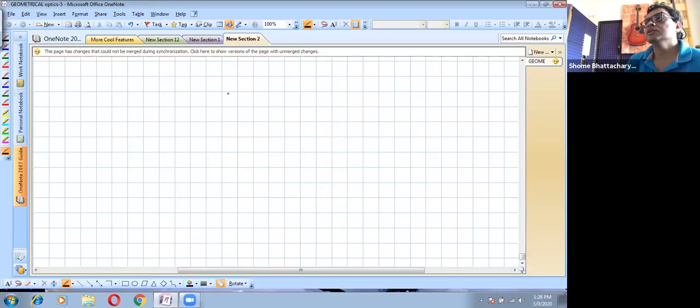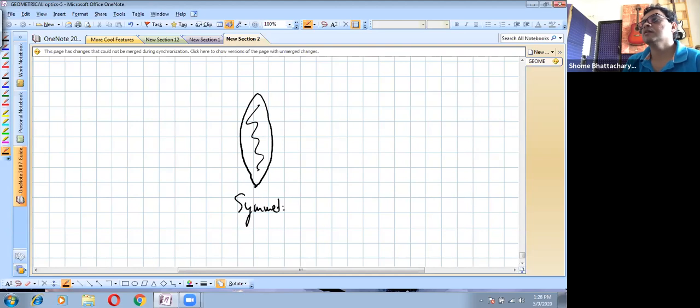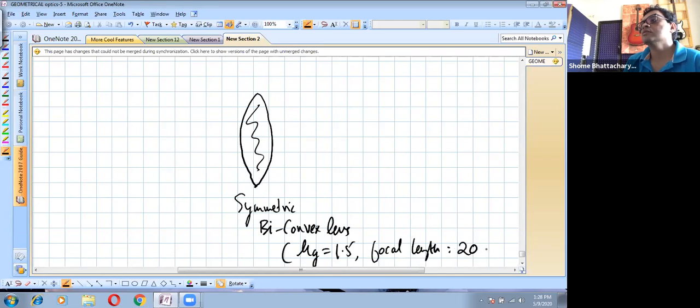Now it is like this. This is a symmetric biconvex lens. It's made of glass of refractive index 1.5 and it has a focal length of 120 centimeters.